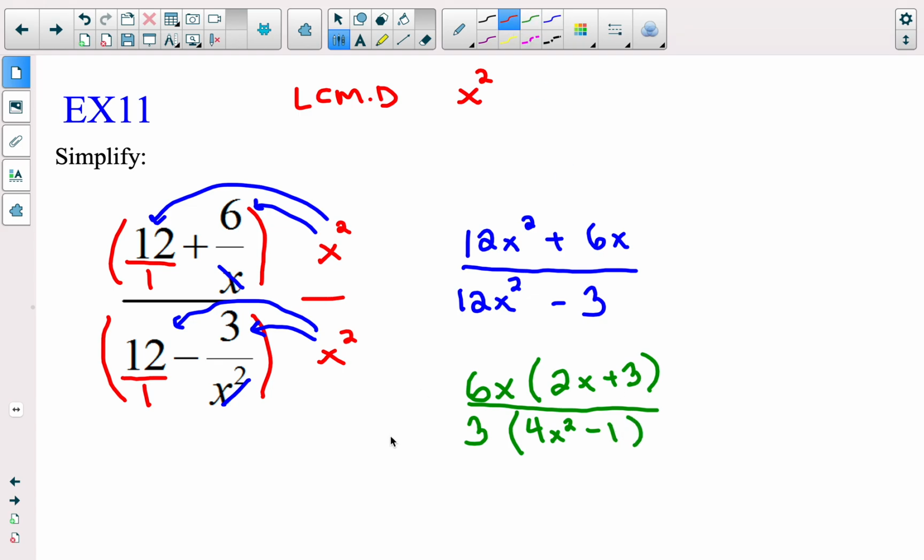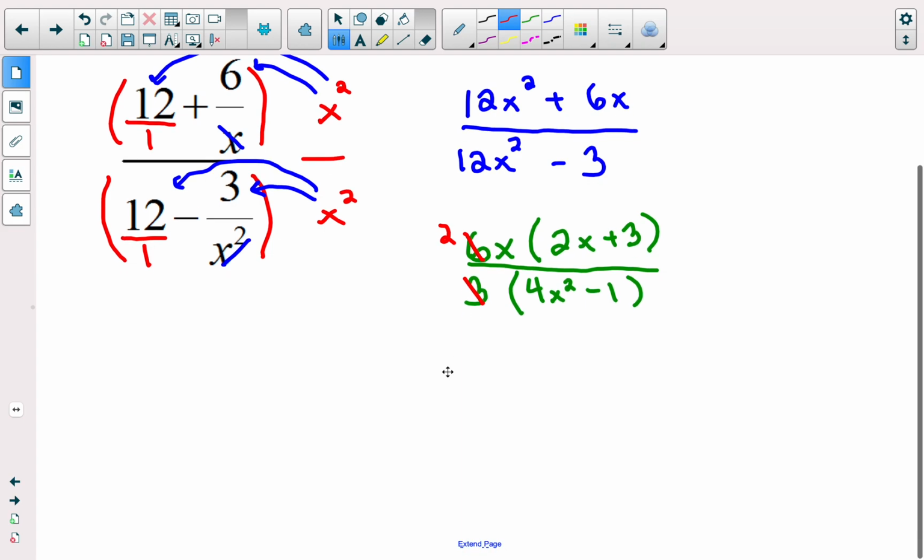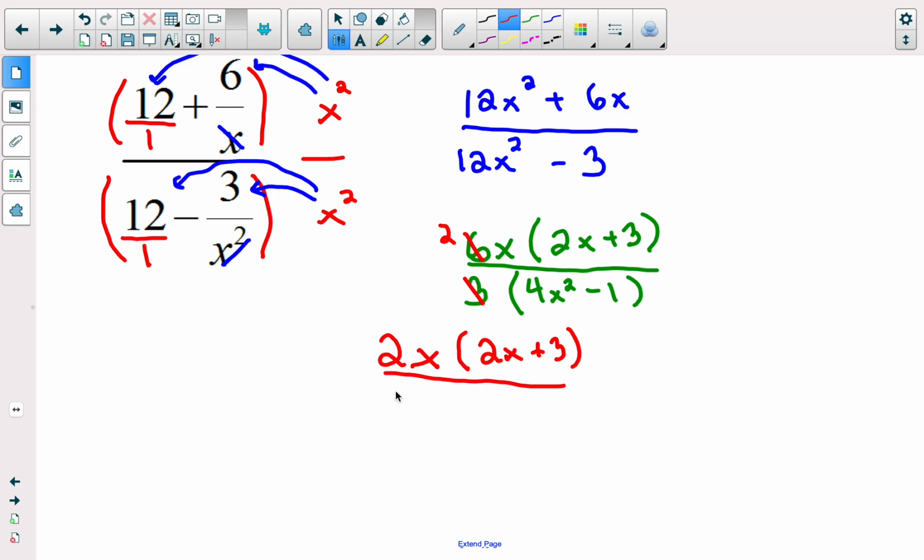Now I'm looking at this and noticing that I can simplify by a factor of 2 from my 6 and my 3 here, right? And I'm also noticing that my denominator, 4x squared minus 1, is also a difference of squares. So now I have numerator is 2 times x times 2x plus 3 divided by 2x plus 1 times 2x minus 1.